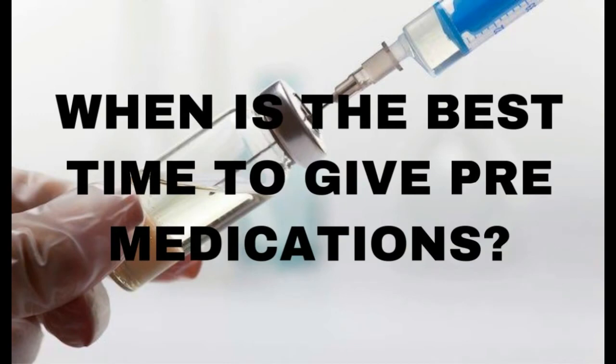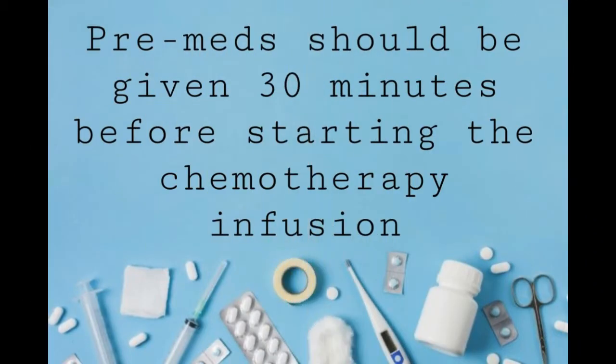Do you remember your pre-medications before starting your chemotherapy infusion? When is the best time to give them? Please take note that your pre-medications should be given 30 minutes before starting your chemotherapy infusion. Once the oncology pharmacist calls the unit and informs you that the chemotherapy drug is already compounded, that's the right time to give your pre-medications to your patient before going down to the cancer center and picking up your chemotherapy drug.